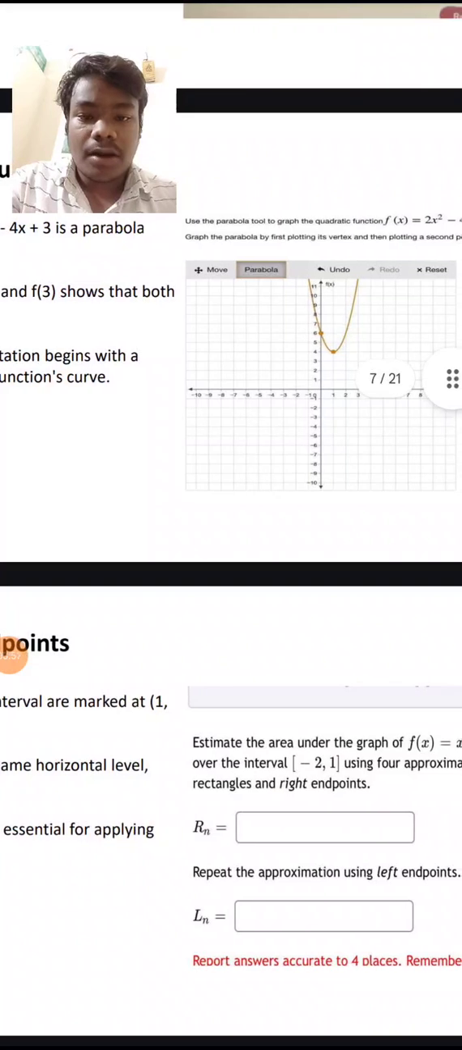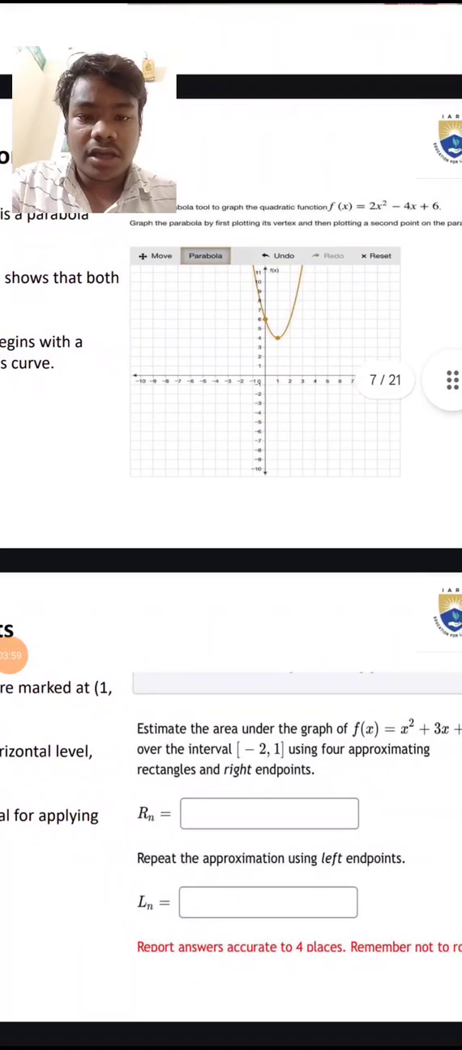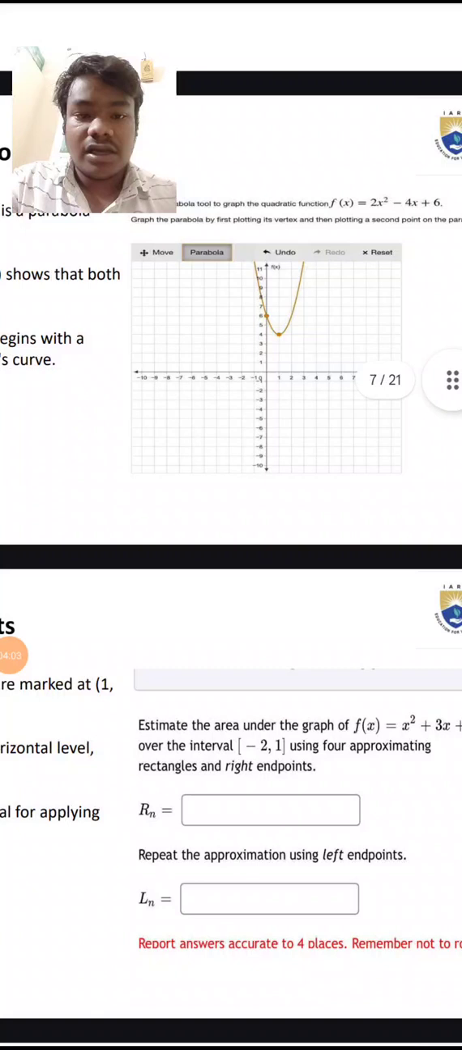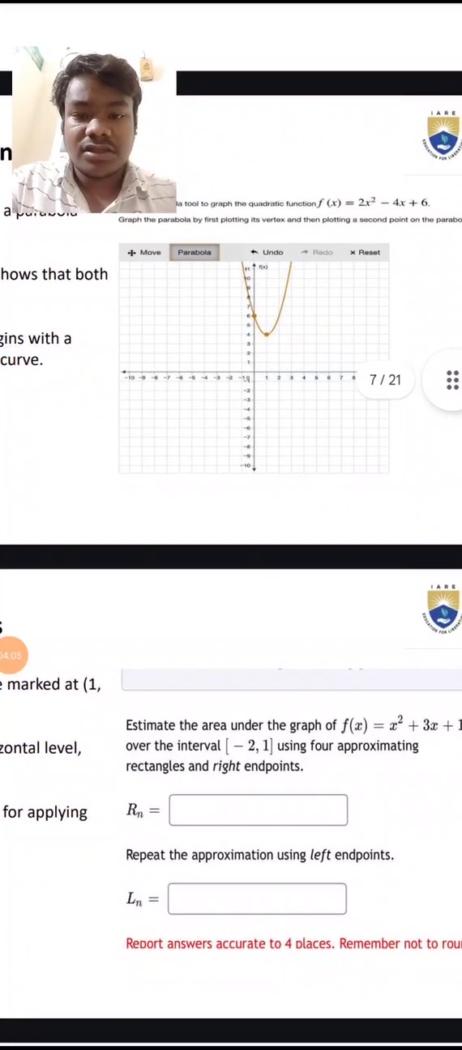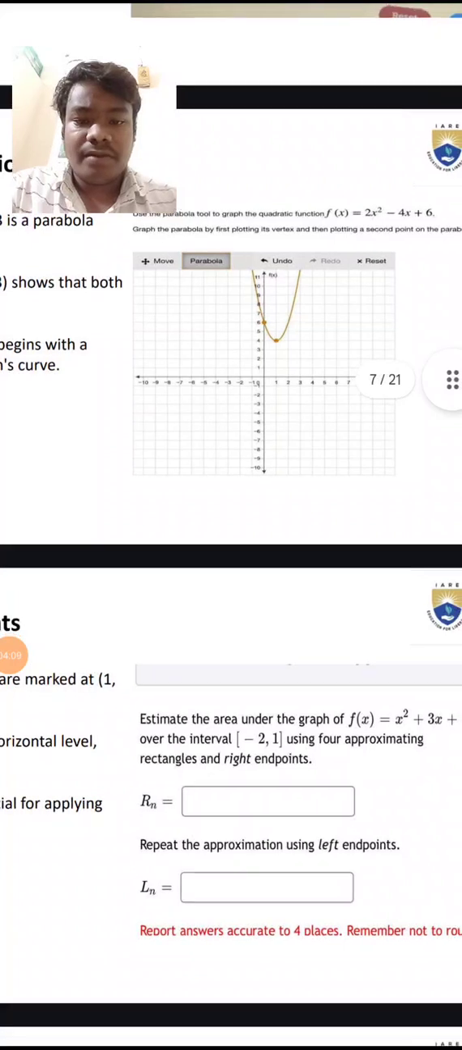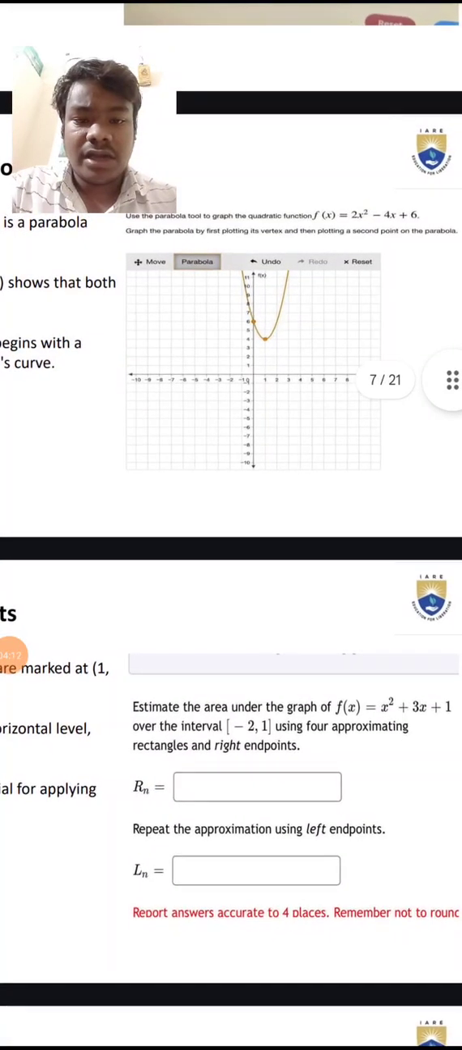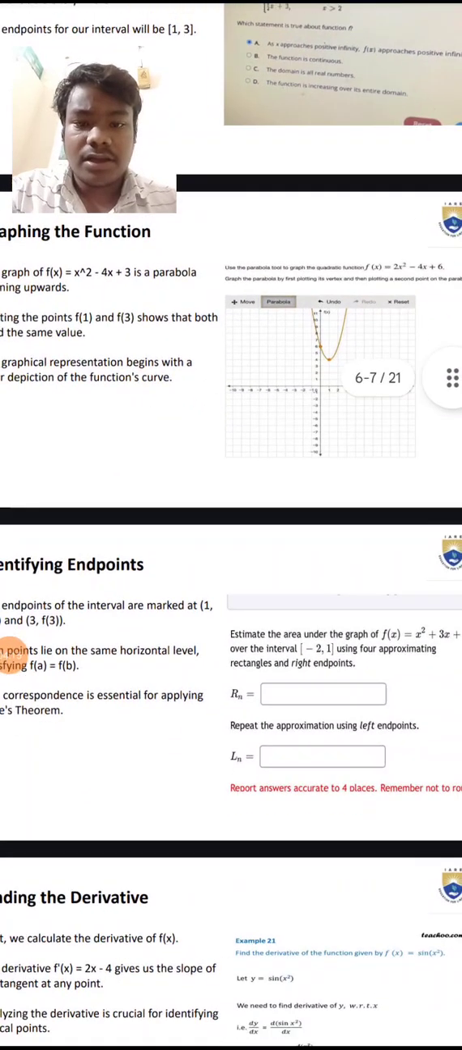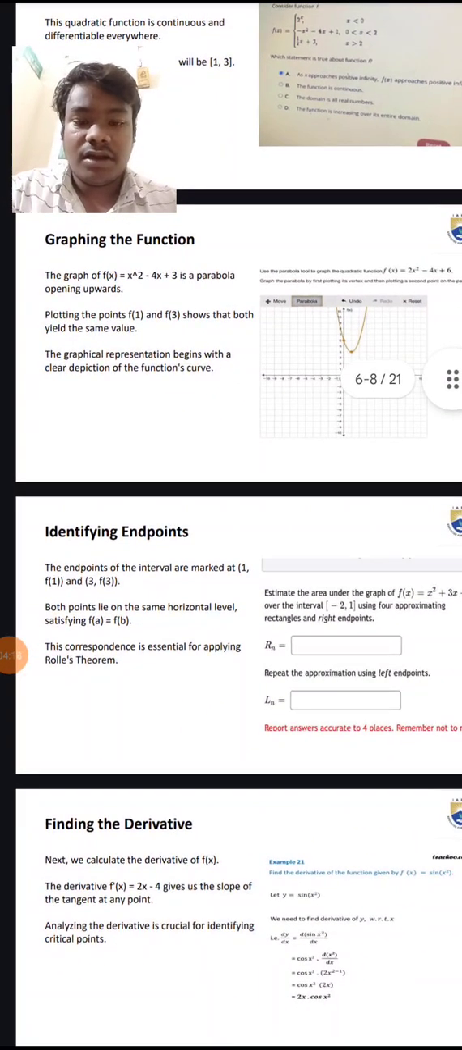Use the parabola tool to graph the quadratic function f of x equals x square minus 4x plus 3. Graph the parabola by first plotting its vertex and then plotting a second point on the parabola, as shown in the figure, as shown in the graph.